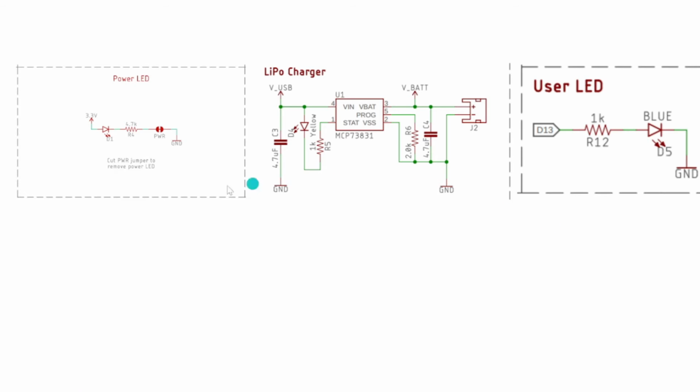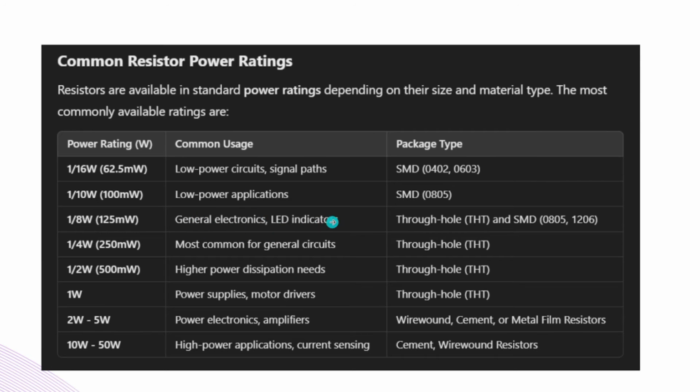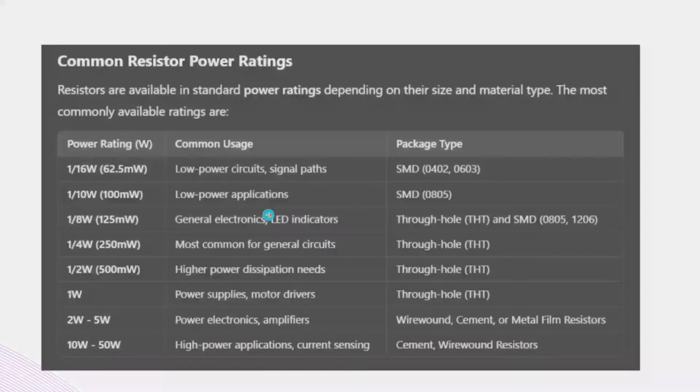Whenever you are having any generic LED indicator or any LEDs, it can be an SMD of a package size of 0805 or 1206. You can go ahead with a 1 by 8 watt rated resistor. When you are using, let's say, a very small size LED, then you can go for 1 by 16th watt, and this is basically for low power circuits and signal path. So this was a small cheat sheet which you can use to select the resistor power rating, and this is the typical common use case.